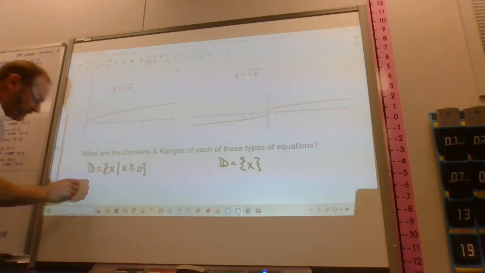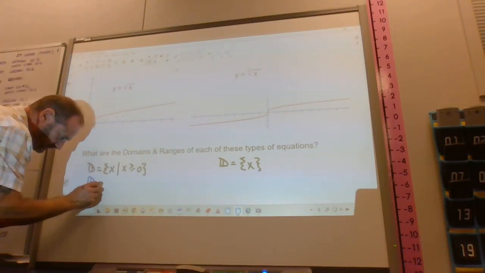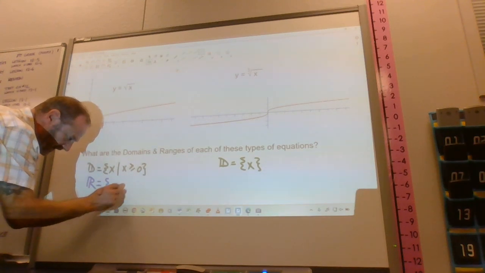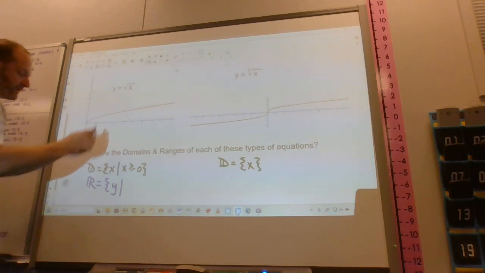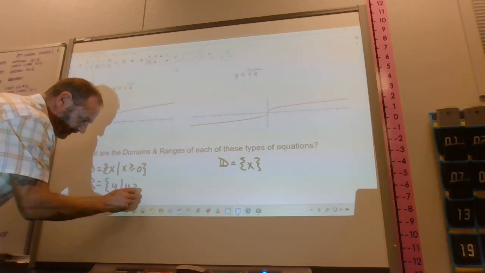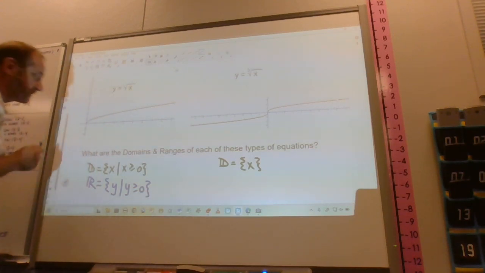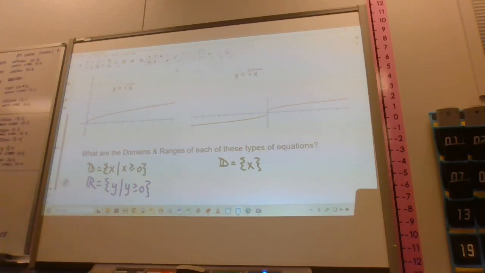Okay, now let's look at the range. What numbers come out of this? It's going to be the set of all y's. Now, I don't get negative numbers out of this equation, I only get positives, so y is going to be greater than or equal to 0, because I can get 0 out too. Square root of 0 is 0. Everything else is going to be positive.